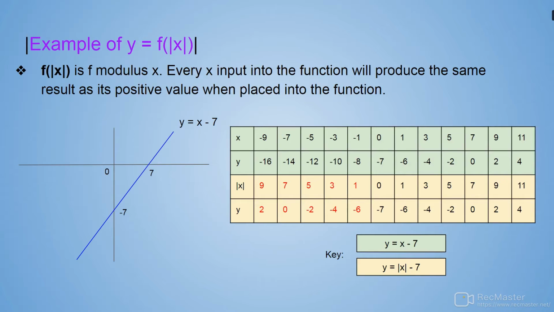This is the original graph of y equals x minus 7. What happens if we add a modulus to x, becoming y equals modulus x minus 7? As you can see in this transformation, for f of modulus x, every x input placed into the function will produce the same result as its positive value. With the mirror, you can see that the graph is now symmetrical about the y-axis.